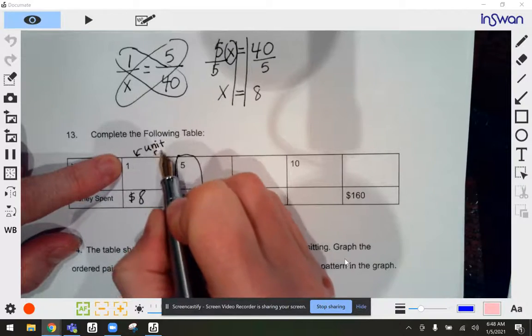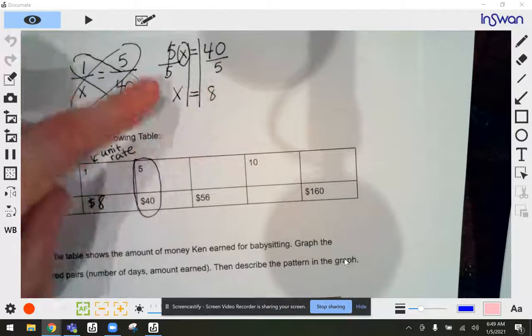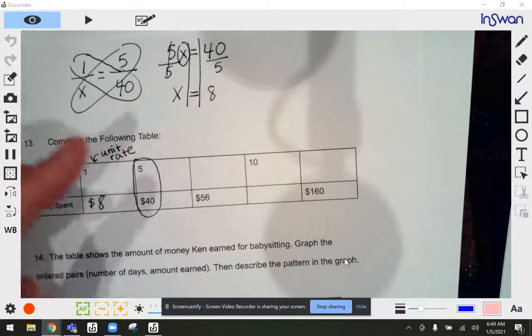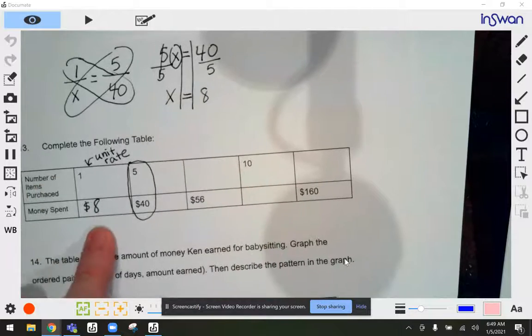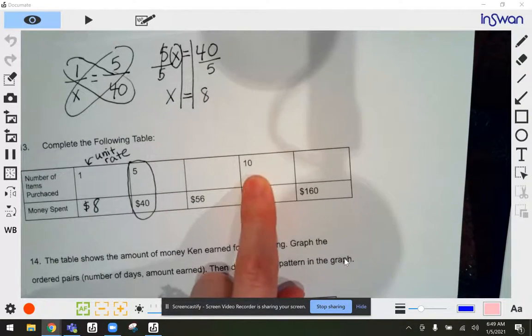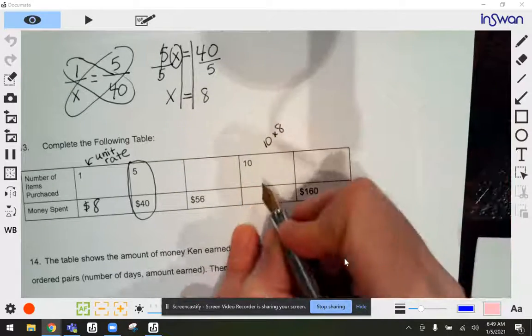And we can use that to help us fill in the others instead of having to do a proportion every time, which you could, but unit rate might be easier. So if 1 cost $8, then 10 costs 10 times 8, or $80.